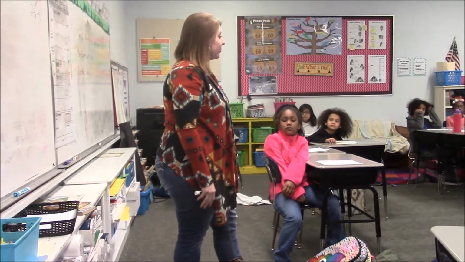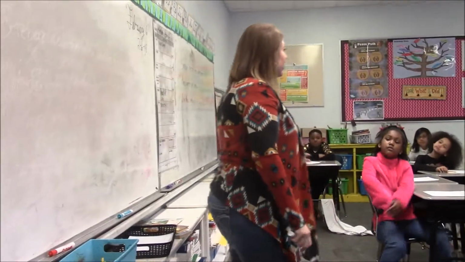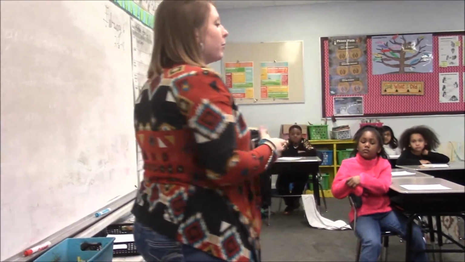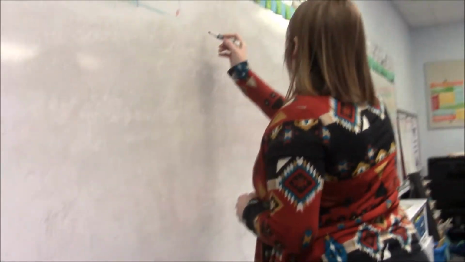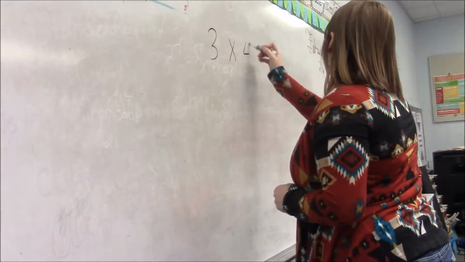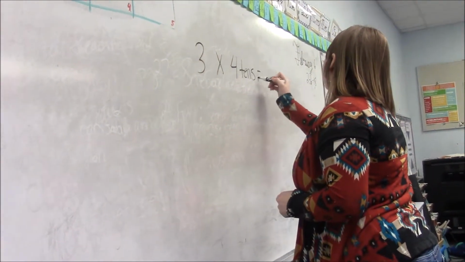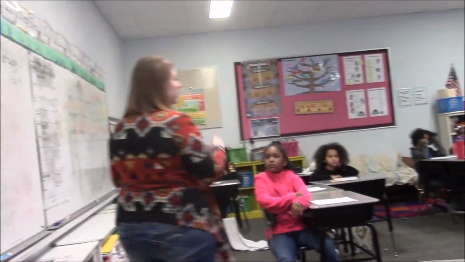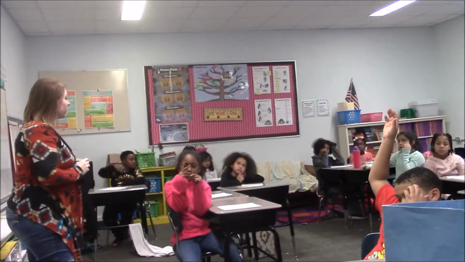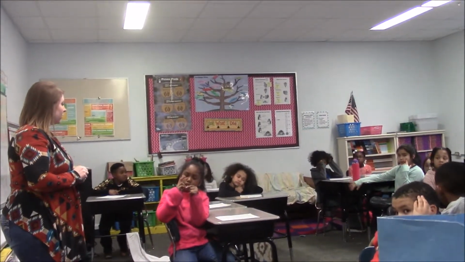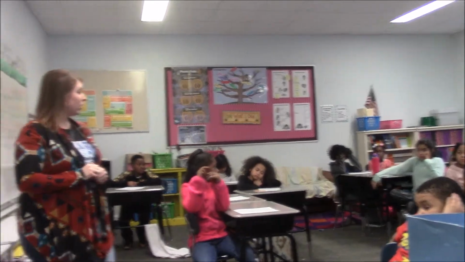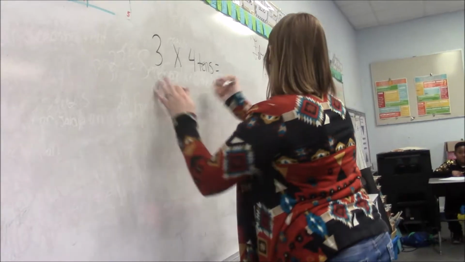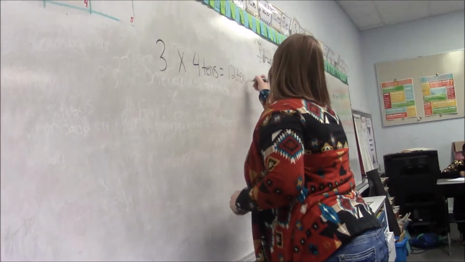All right, so I want us to look up here and let's review a little bit together and talk about how we get some of these answers. Okay, so if I give you a problem such as 3 times 4 tens, who can tell me how they would answer that question? Bella? Okay, so she answered 3 times 4 is equal to 12 tens. So you multiplied the 3 and the 4. But is this our final answer?